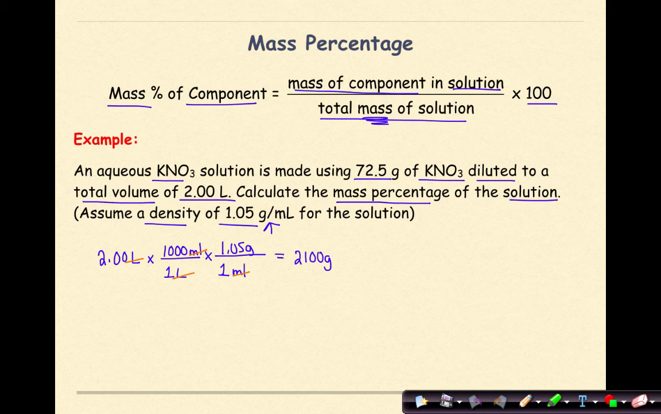Now I'm going to say that the percentage is going to equal the part over the whole. The part is the 72.5 grams of KNO3. The whole is equal to the mass that we just calculated, so that is going to be 2,100 grams of solution. Then I'm going to multiply the whole thing by 100. If I work this out, my answer should be 3.45%, which is my mass percentage of KNO3 in solution.